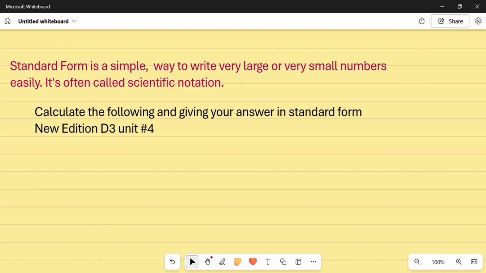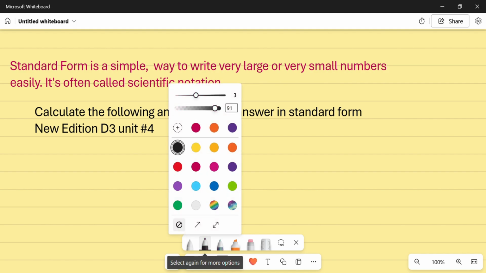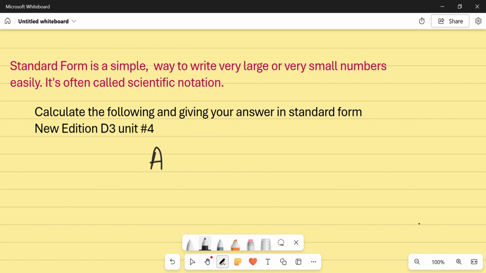We can write a standard form in the form of a times 10 to the power n. This is how we will write down the standard form. Okay, so let's solve a few questions to understand the concepts of standard form.